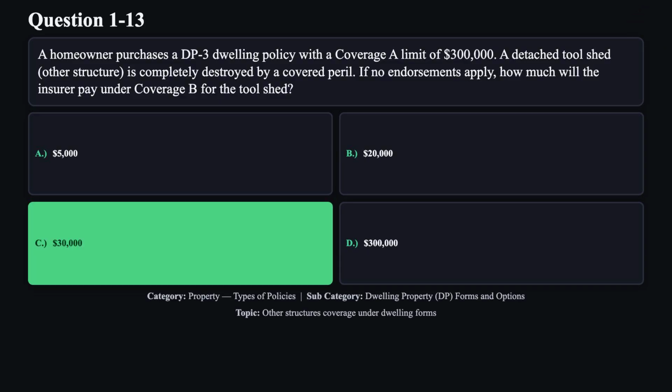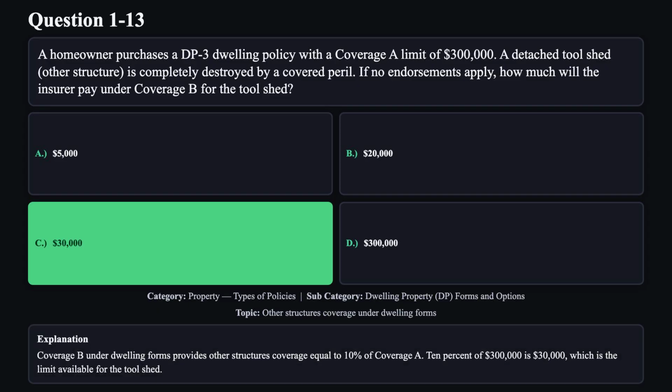The correct answer is C. Coverage B under dwelling forms provides other structures coverage equal to 10% of coverage A. 10% of $300,000 is $30,000, which is the limit available for the tool shed.